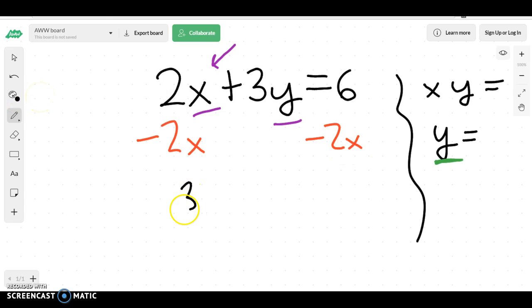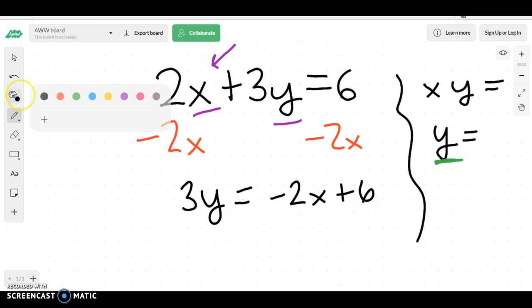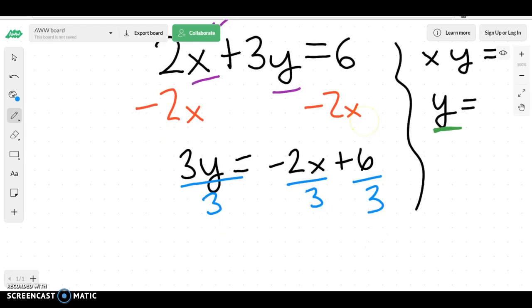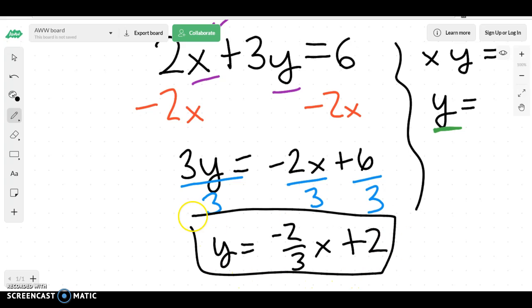And we would see that we'd get 3y is equal to -2x plus 6. The only issue that I have now is I have a number in front of my y. So I'd want to get rid of that by dividing everything by 3. And when I divide everything by 3, I'm going to get y is equal to -2/3 x plus 2. And now this thing is in slope-intercept form because the y is by itself.